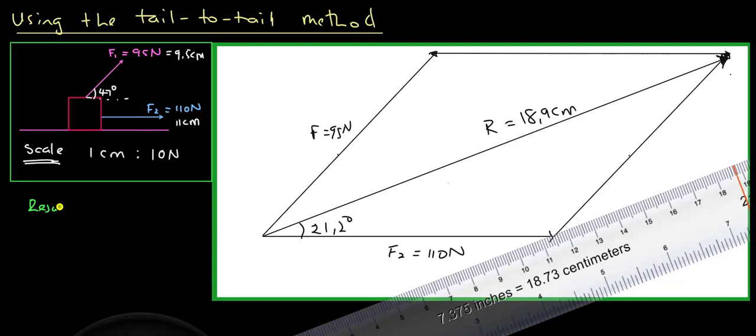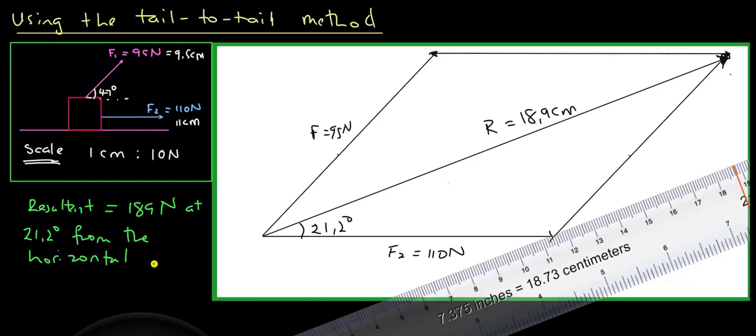All right, so I can now write my conclusion and say the resultant is equal to 18.9, so that's 189 newtons at 21.2 degrees from the horizontal. So that's from the horizontal force, and then that becomes my conclusion.